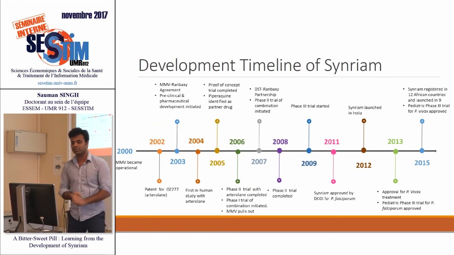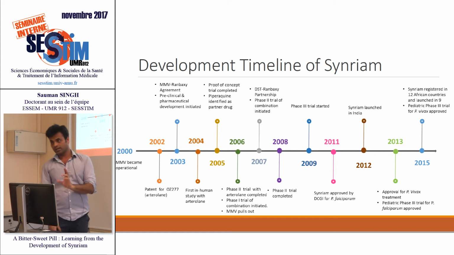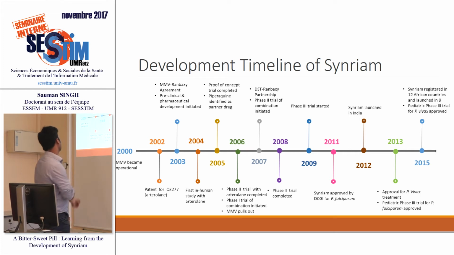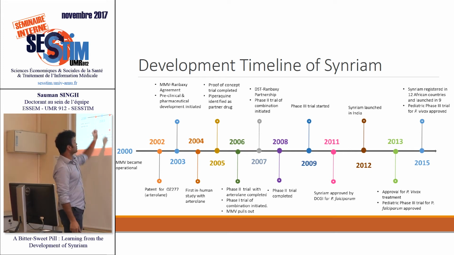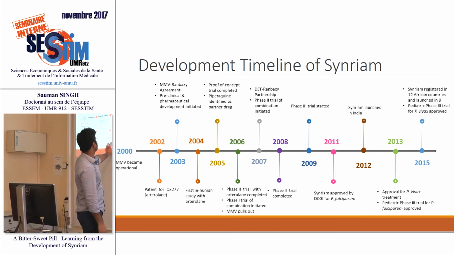So, the development timeline of Synriam: how Synriam was developed. In 2000, MMV became operational. In 2002, Arterolane was developed in the US by Professor Jonathan Vennerstrom and his team. And in 2003, MMV found that, okay, from the lab, we have to take it to market. We need a pharmaceutical partner, and Ranbaxy was selected. Clinical trials started in 2004.